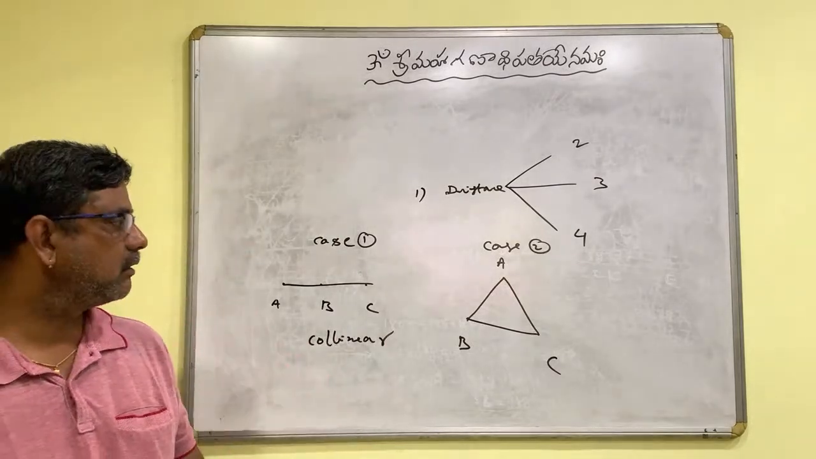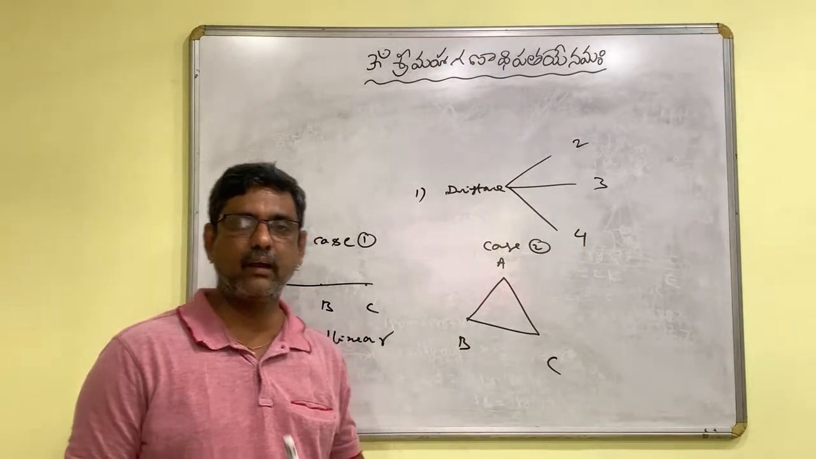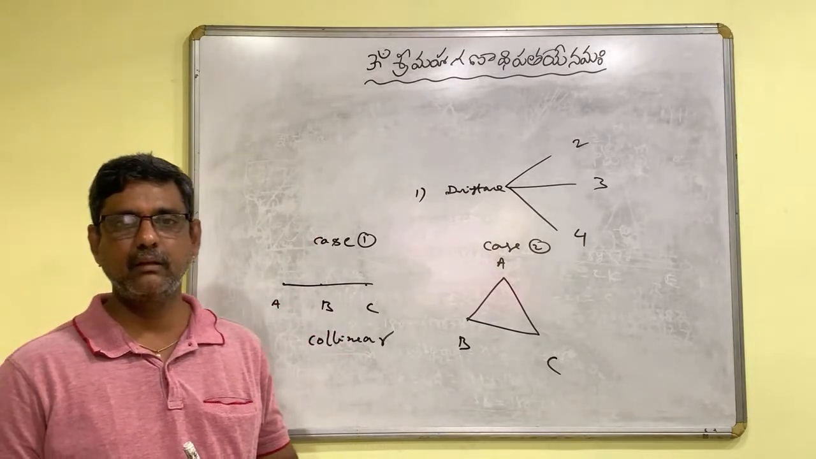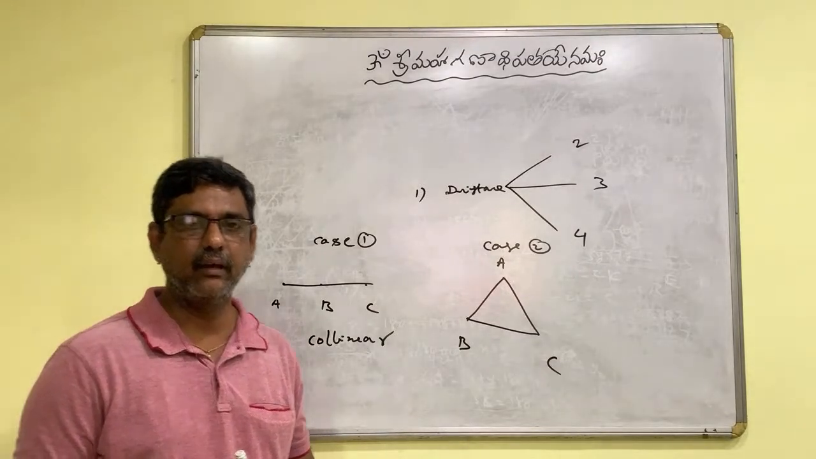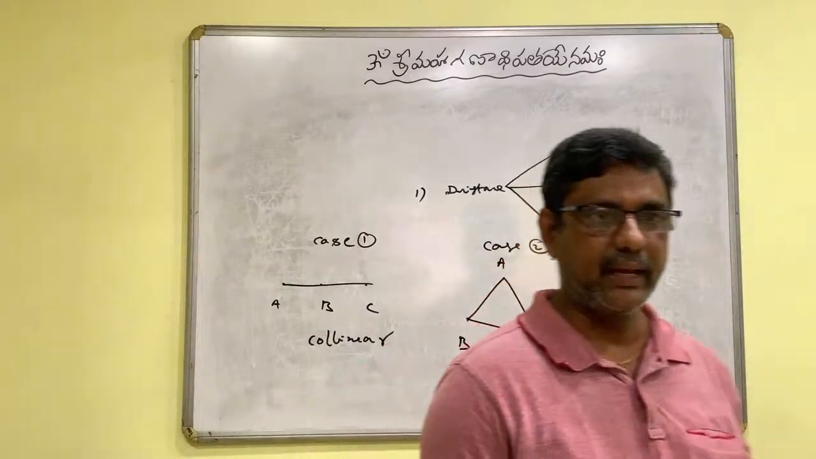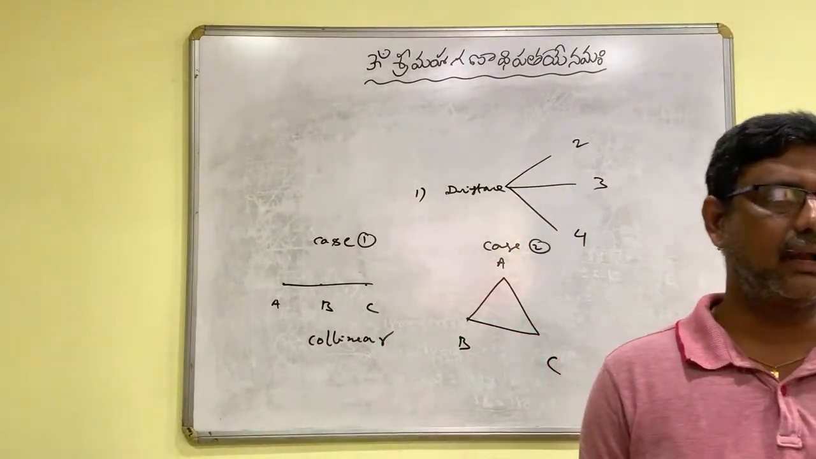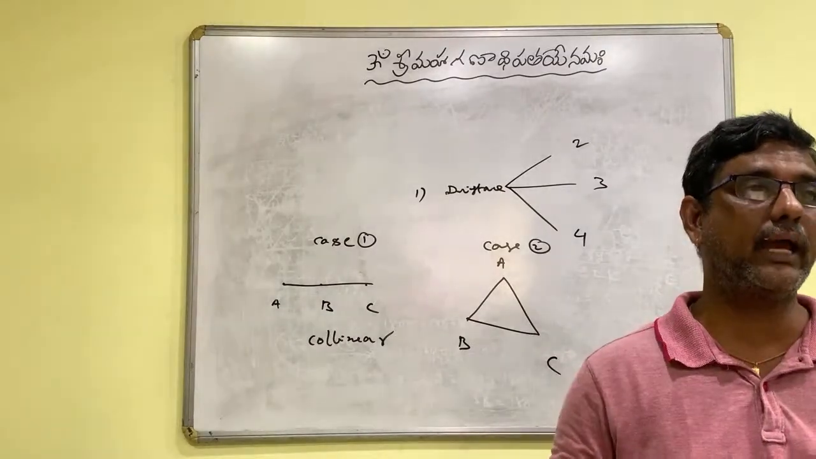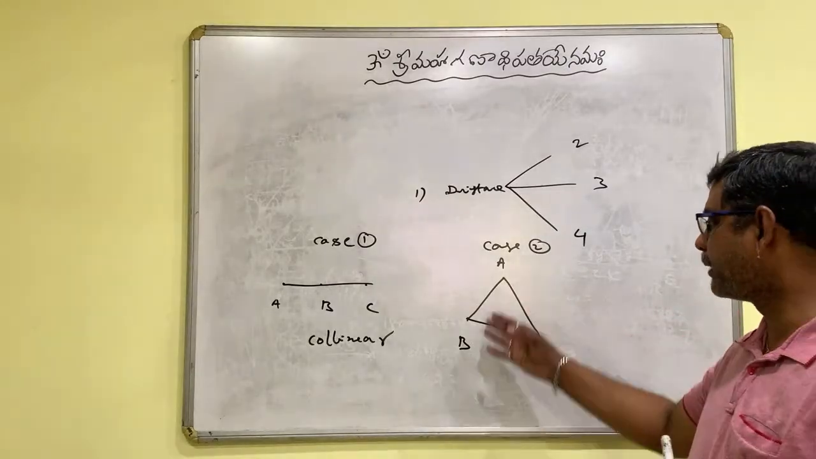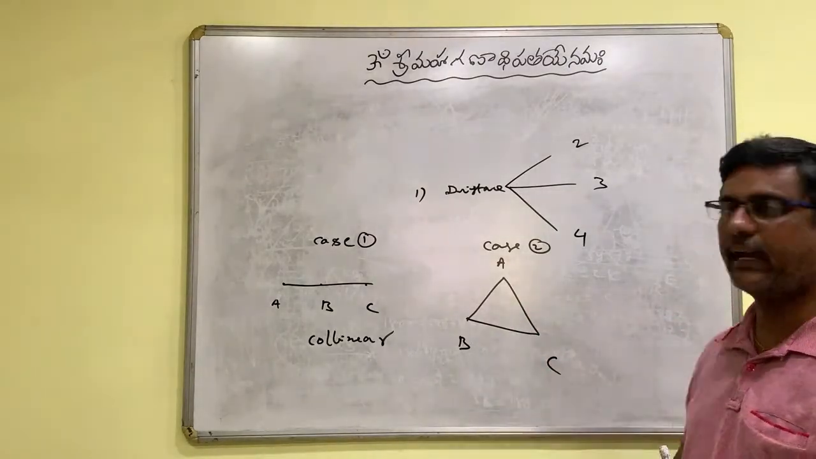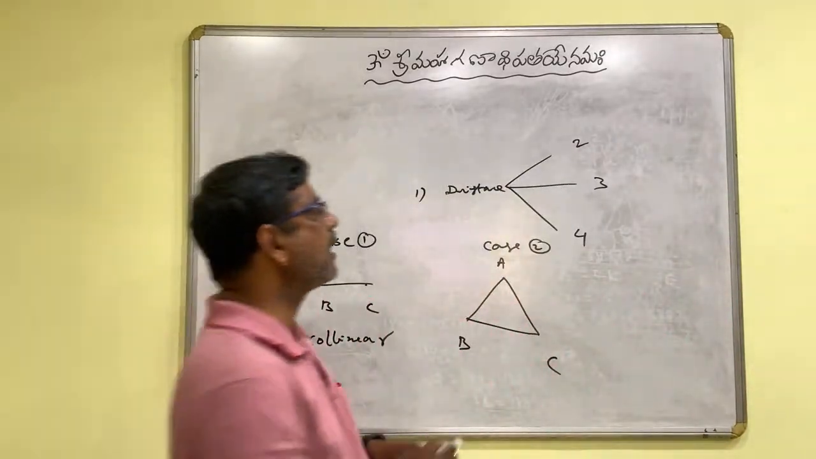What do we call that figure? If the 3 points are not collinear, means we are not able to draw a line passing through all the 3 points, and if we join them, we will get a closed figure, and that closed figure is called a triangle.